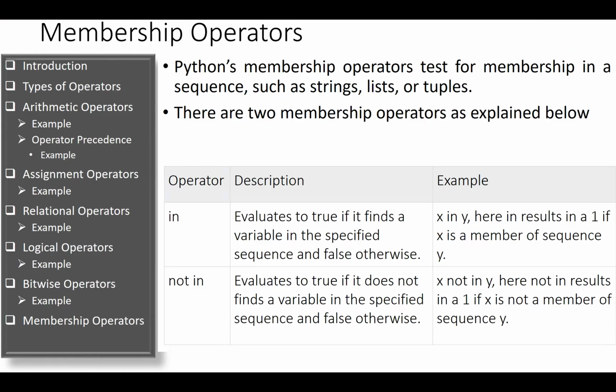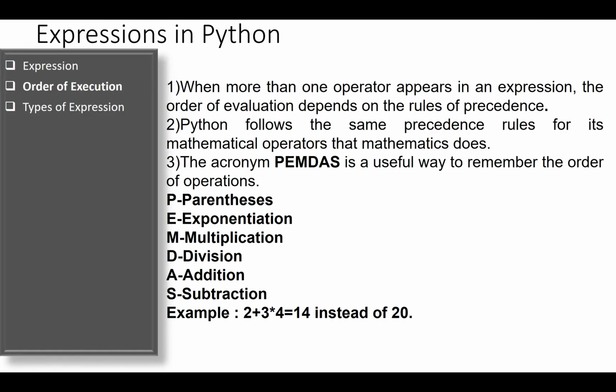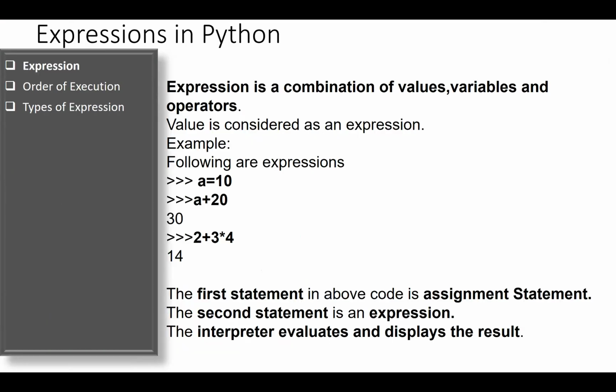In Python, what is an expression? Let us discuss this. An expression is a combination of values, variables, and operators. A value is considered an expression. A equal to 10 is one expression, A plus 20 equal to 30 is another. 2 plus 3 asterisk 4: first multiplication gives 12, plus 2 is 14. The first statement, A equal to 10, is an assignment statement. The second is an assignment with an expression. The next is the interpreter displaying values to the user.